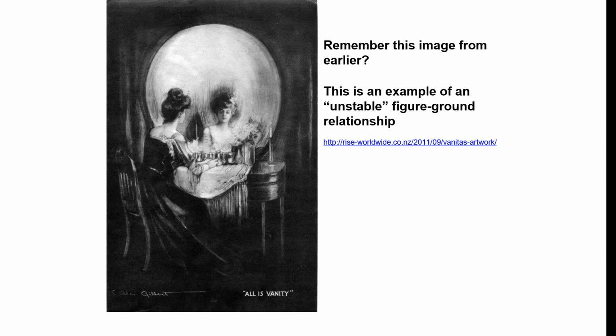From my lecture on chapter 1, this is an example of an unstable figure-ground relationship because what you see depends on whichever clue you're reading. At that moment, you either see the beautiful young woman looking at herself in the mirror if you focus, say, on her facial features, and then if you squint your eyes a little bit, it becomes much easier to see the skull form.